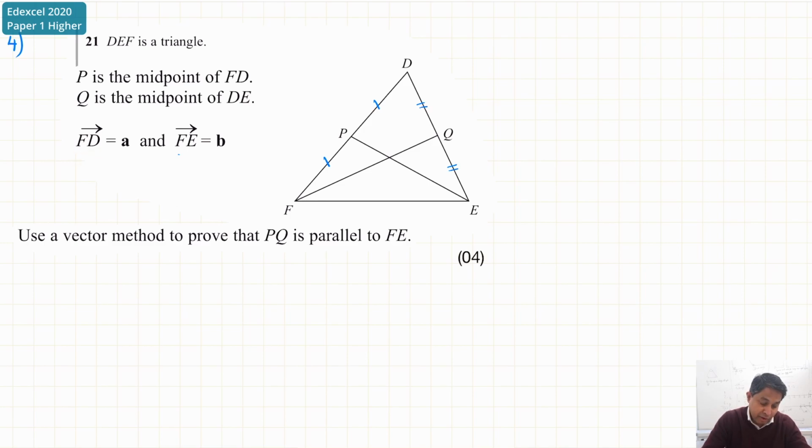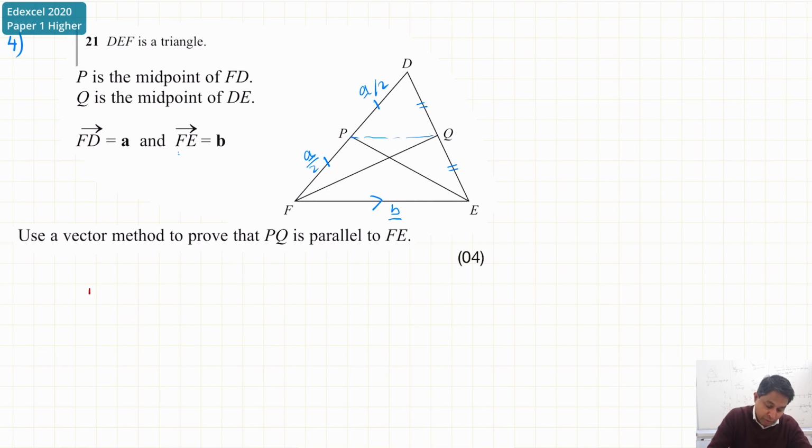They say vector FD equal to vector A. Therefore, we can say that vector FP is A over 2 and vector PD is A over 2. And vector FE is B. You have to use the vector method to prove that line PQ, this line, is parallel to line FE. Let's see how you can prove that.